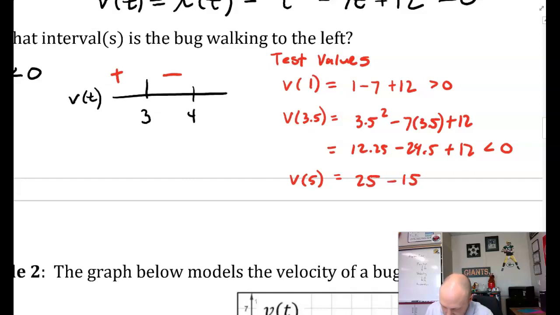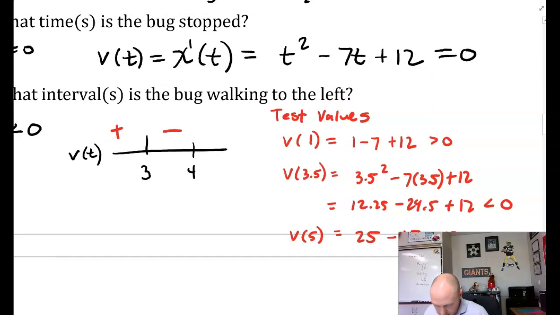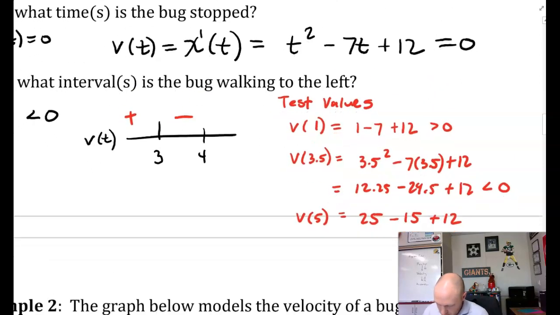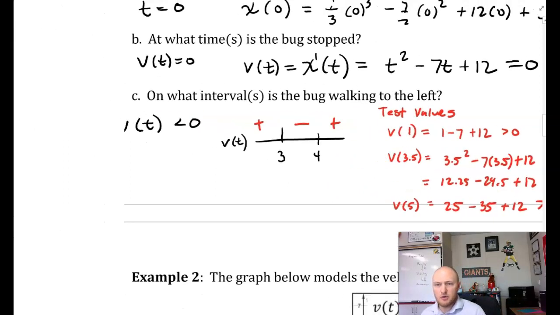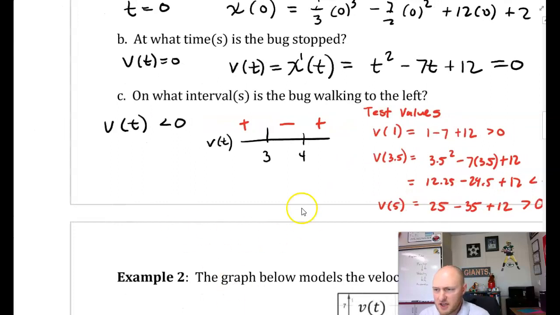And then I could test something like 5, which gives us 25 minus 35 plus 12. 7 times 5, that would be 35. And that gives me a positive number, greater than 0. Positive. Okay, so the sign chart will tell us our velocity, and there we just plugged in values into our velocity.